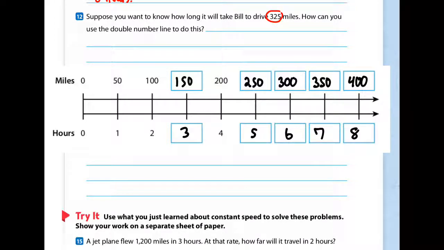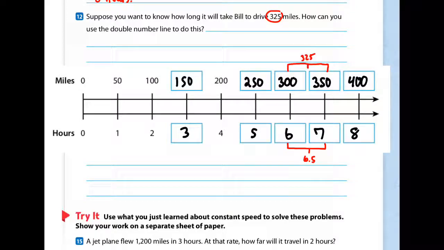And I notice I don't see 325 on the double number line, right? But here's what I do know. Isn't 325 exactly in the middle of 300 and 350? Okay, so then it makes sense that the answer will be exactly in the middle of 6 and 7. So how many hours is between 6 and 7? Wouldn't it be 6.5?